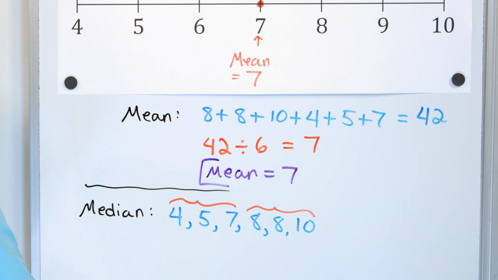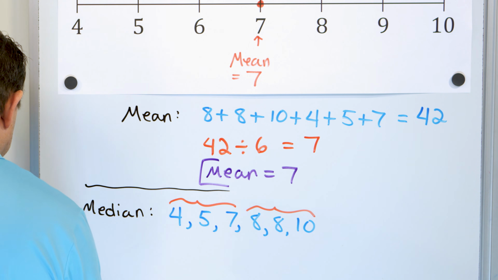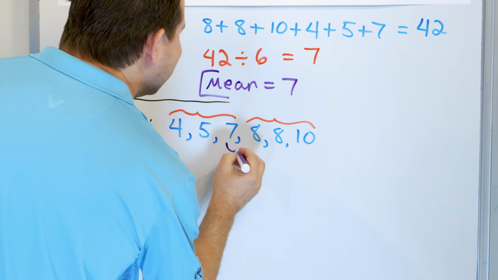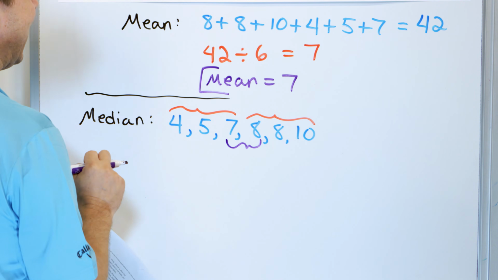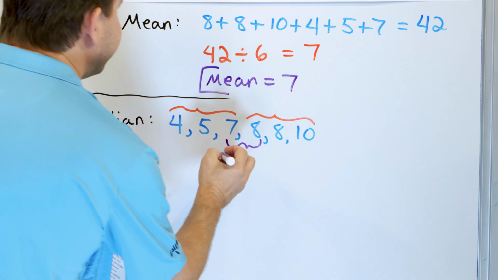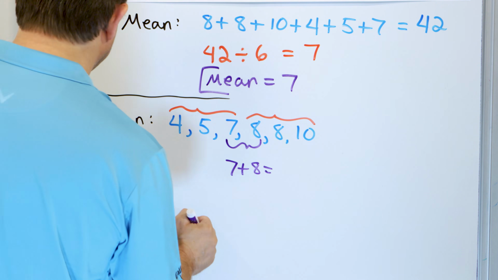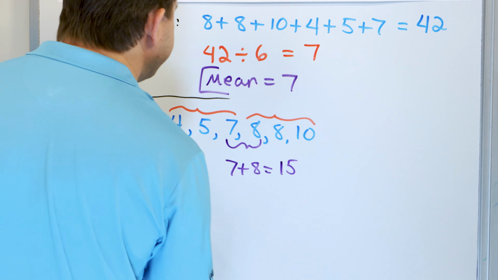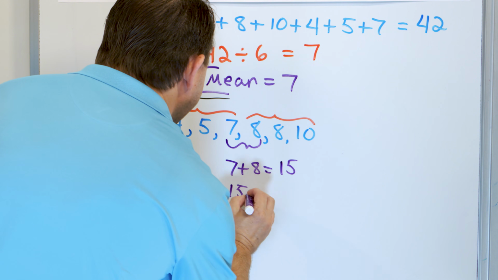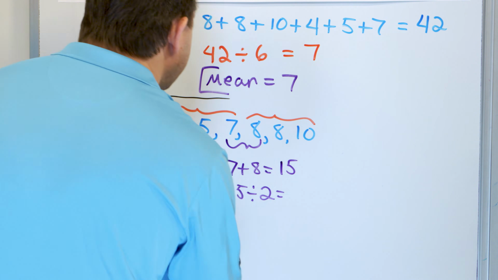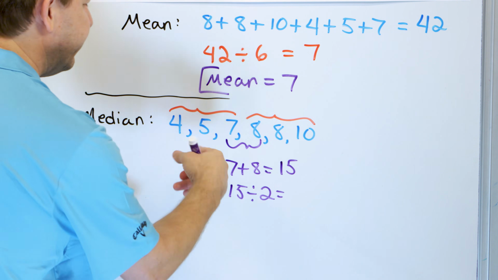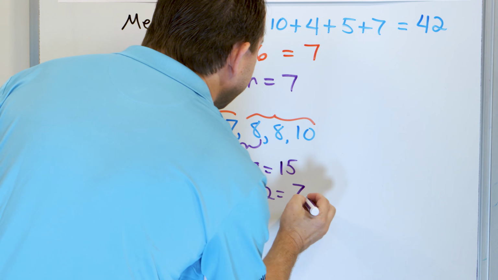So what you instead do is something very related. You take a look at the center 2 numbers, the 7 and the 8, and you average those together. So what you get is 7 plus 8, which works out to be 15, right? And then you take 15 and divide that by 2. When you take 15 and divide by 2, you do the long division on that, you get 7.5.